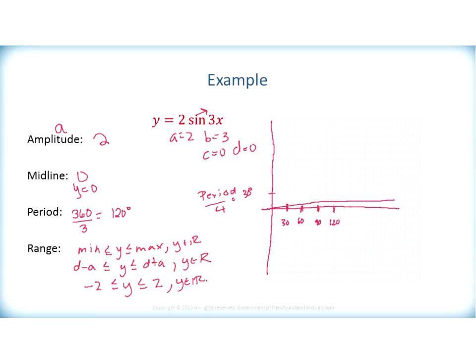So we have 1, 2, 3, and we have -1, -2, -3. And our midline is at 0. I'm just going to change colors here. Midline is at 0. So for a sine graph, our first point is the midline of the 5 key points. Our second point will be our maximum, which is going to be 2. And our third point is going to be the midline again. Our fourth point will be the minimum. And our last point will be the midline again. So if we sketch it, it looks like this.